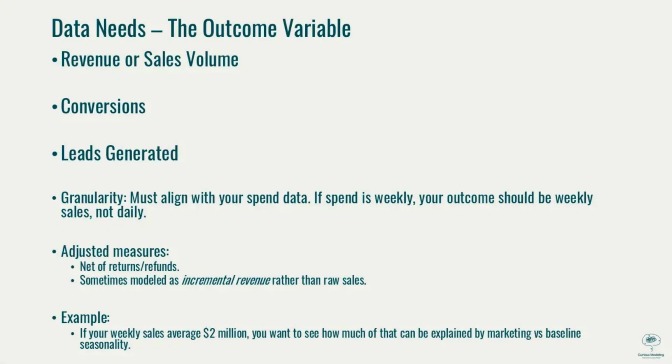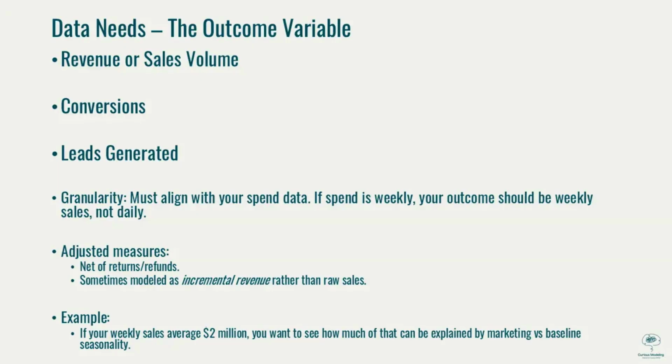The second thing, and the most important, is the outcome variable, the thing you care about. MMM is only as good as the outcome you're trying to measure. This is your dependent variable. The most common outcomes are revenue or sales volume. Then conversions, like signups, app installs, and form fills, and then leads generated.